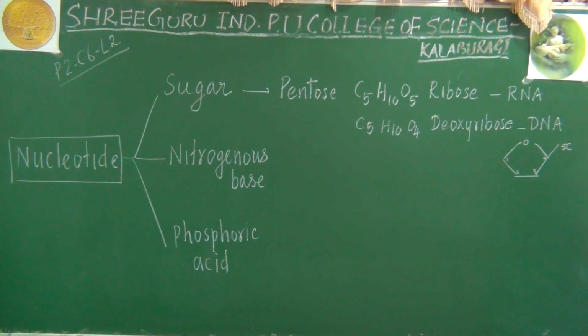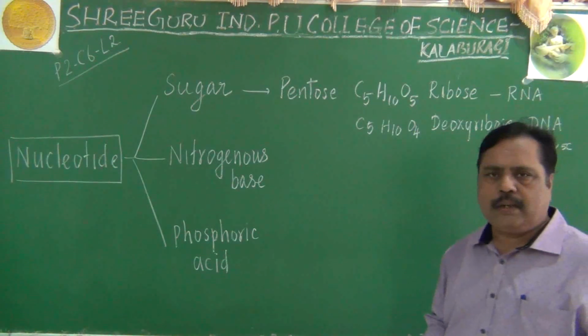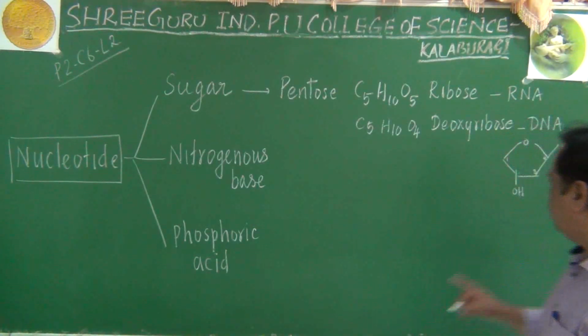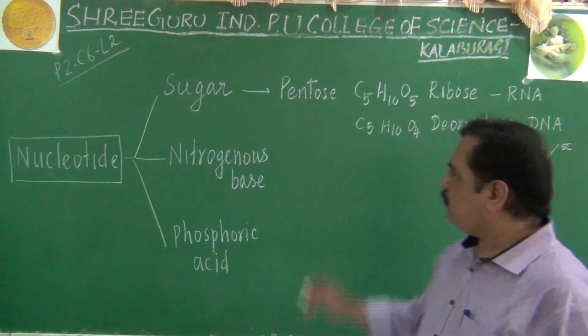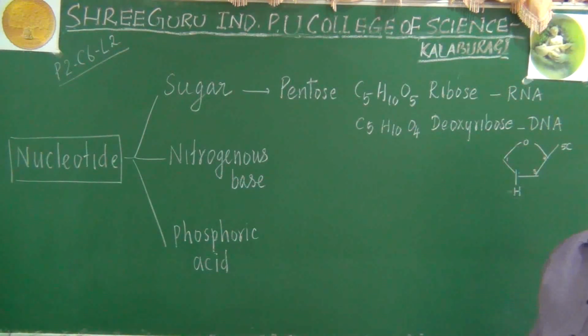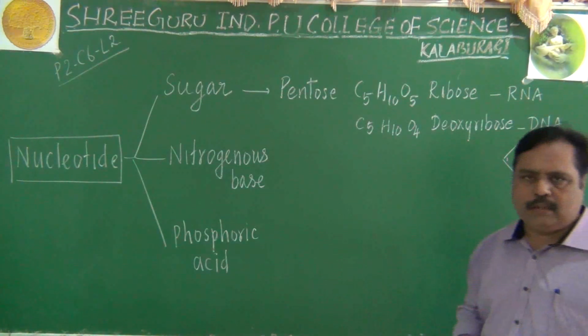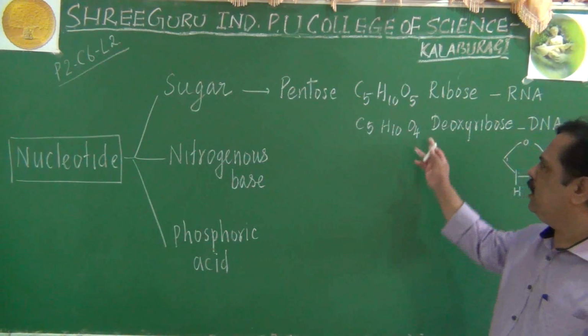In this sugar molecule, if the second carbon atom has 1 extra oxygen, it is called ribose sugar. If this oxygen is not there, only hydrogen is there, it will be called deoxyribose sugar. So the main difference between ribose and deoxyribose is that the deoxyribose sugar does not contain one oxygen atom. The extra oxygen atom will not be there in the deoxyribose sugar.